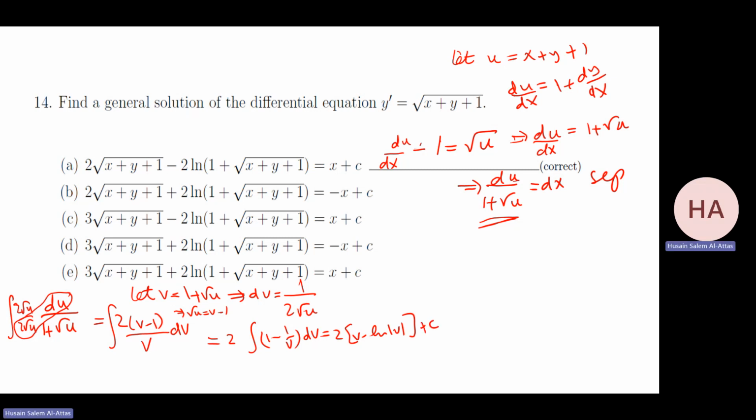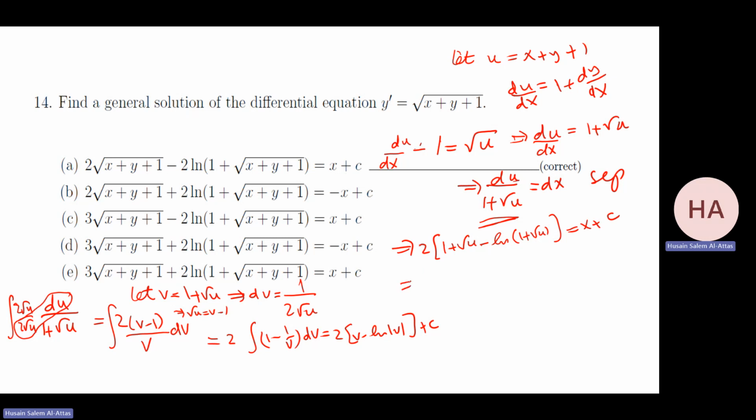I don't need the plus c, but it's okay. So v is 1 plus the square root of u. So this integral will be 2 times (v minus ln v), which is 2 times (1 plus the square root of u) minus ln of (1 plus the square root of u). Okay, that will be equal to x plus c.